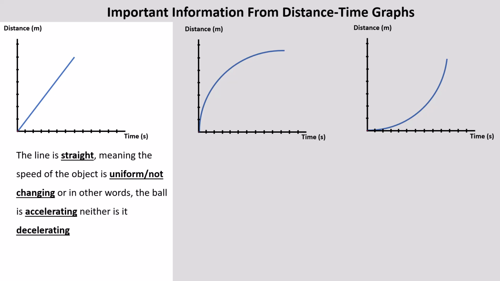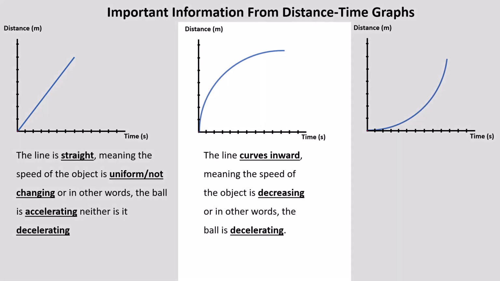This type of motion is typical of objects moving at a steady velocity, such as a car cruising at a constant speed on a straight road. The second graph, which shows a curved line bending inward, indicates deceleration or negative acceleration. Here, the object's speed gradually decreases over time, meaning it covers less distance per unit of time.